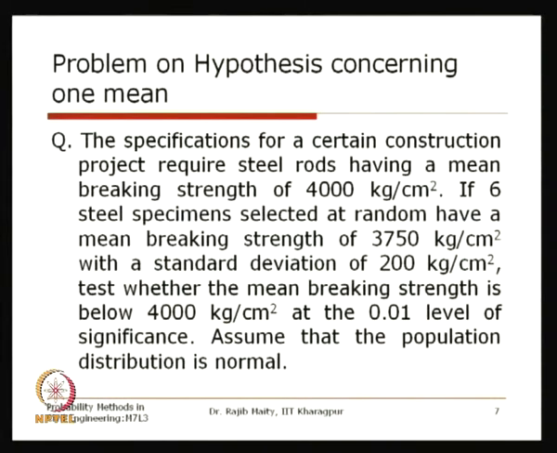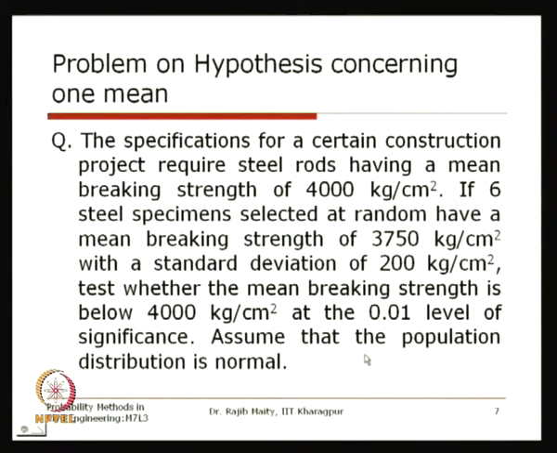We will take up one problem here. The problem states: the specifications for a certain construction project require steel rods having a mean breaking strength of 4000 kg per centimeter square. If 6 steel specimens selected at random have a mean breaking strength of 3750 kg per centimeter square with a standard deviation of 200 kg per centimeter square, test whether the mean breaking strength is below 4000 kg per centimeter square at the 0.01 level of significance. Assume that the population distribution is normal.